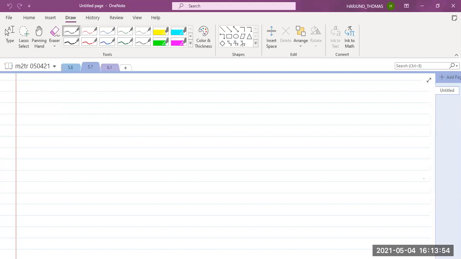Okay, 5.7 is on applied problems. It's basically the following. 5.7 is solving triangles using right triangles.